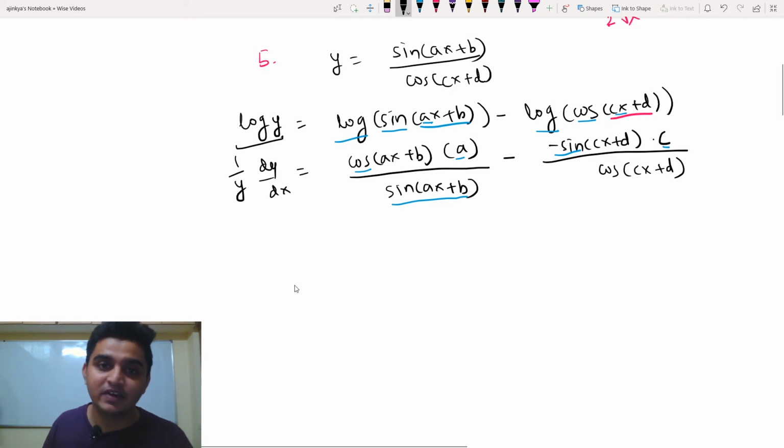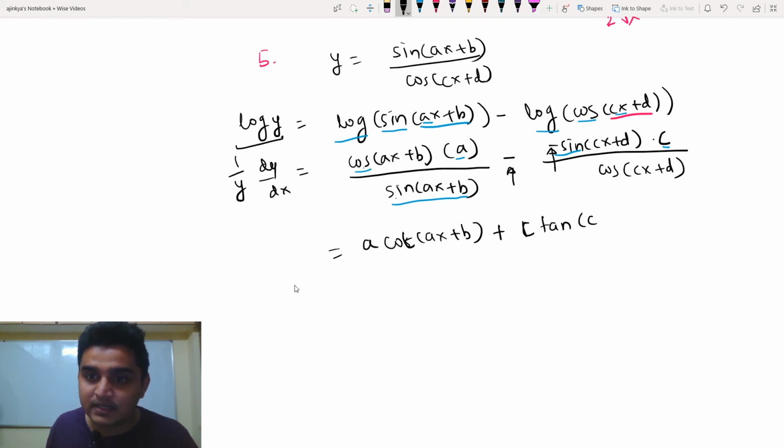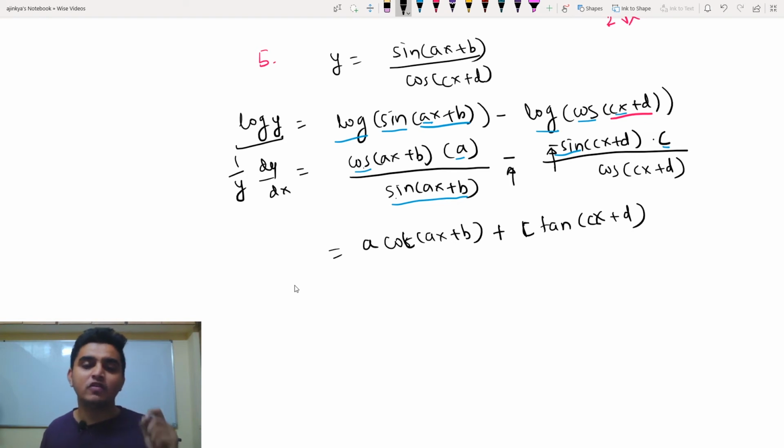So we can simplify this by saying that here you can see that it is cos upon sine of ax plus b, so it becomes cot of ax plus b, which is a times, and you have a negative sign over here and another negative sign over here, so you have a positive sign, plus c times tan of cx plus d. So this is not our final answer.